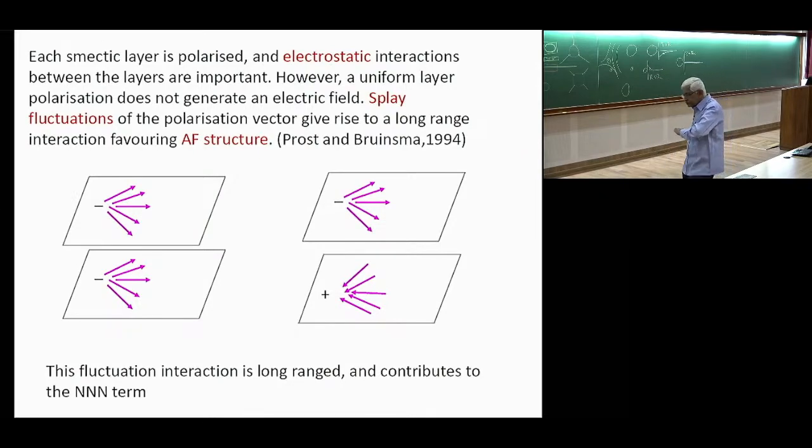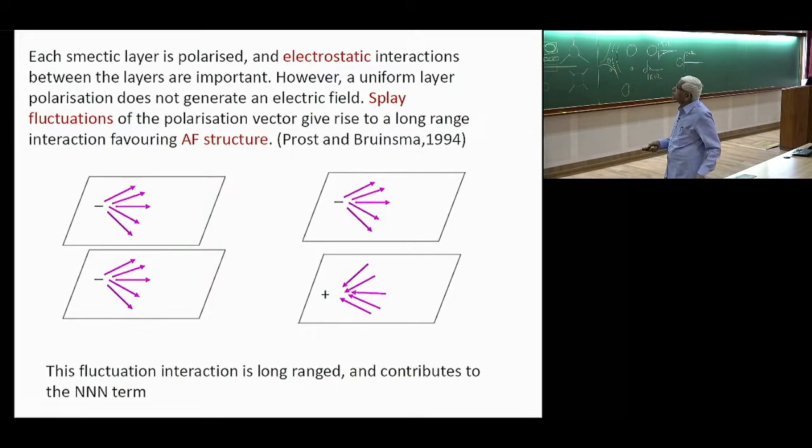If you have a uniform polarization, there is no field perpendicular to it. Again, a good exercise for those of you who are interested in this. Uniform polarization in 2D, there is no field perpendicular. So there cannot be an interaction due to that.